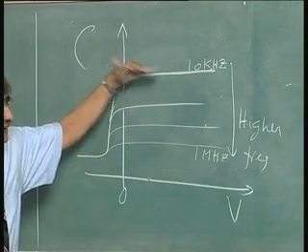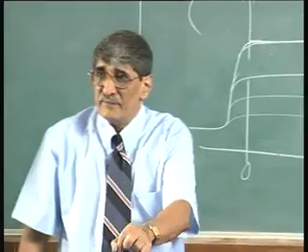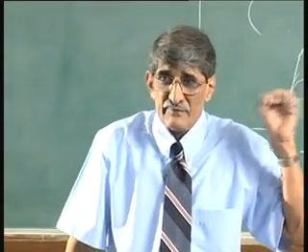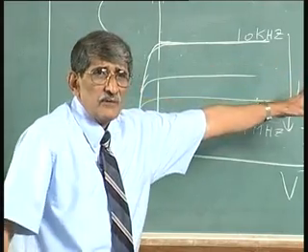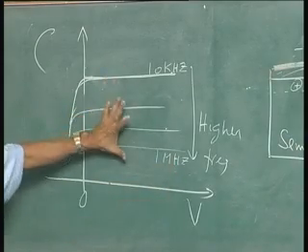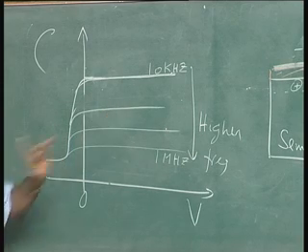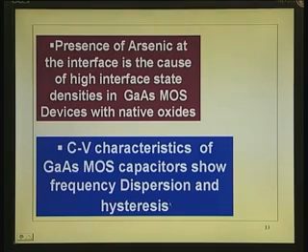Let me just skip that. The reason for this frequency dispersion is the high interface state density. We will come back to that later if necessary. Right now, because we are not going to do that, we are just throwing it out of our range. This is the thing that is due to that. That is what is meant by the frequency dispersion.